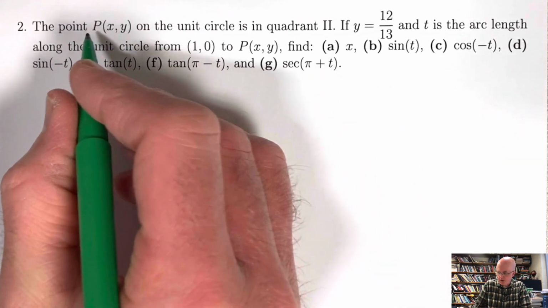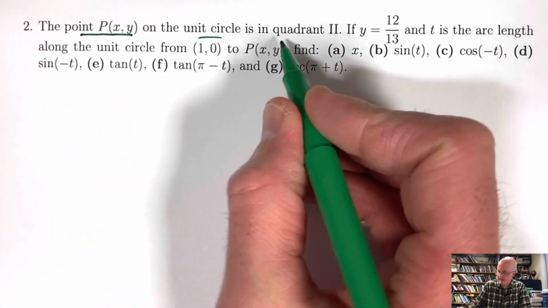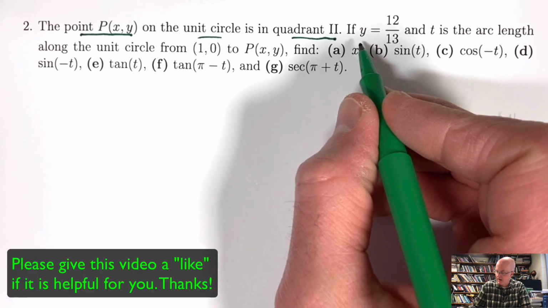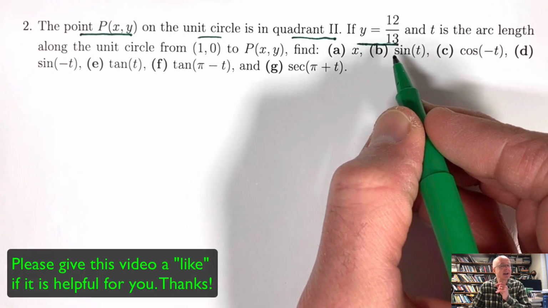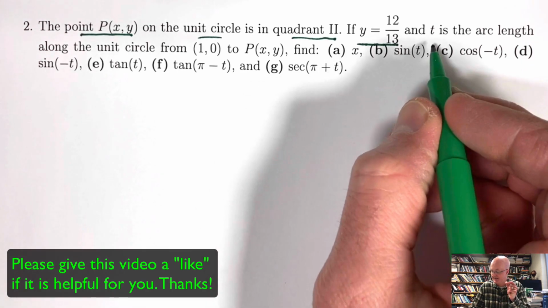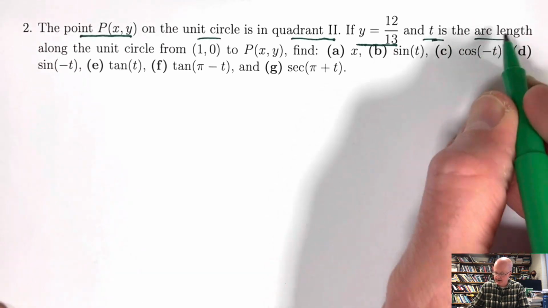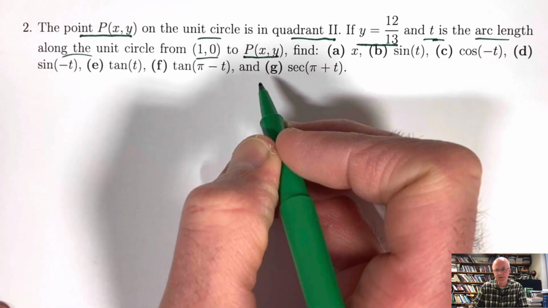For problem 2, our point P with rectangular coordinates x and y is on the unit circle in quadrant 2. I'll draw a picture to show you where that is. We're assuming the y coordinate of the point is 12/13. That, by the way, is going to be the sine of t. The y coordinate is the sine, where t is the arc length along the unit circle from the point 1, 0 to the point that we are at, the terminal point.